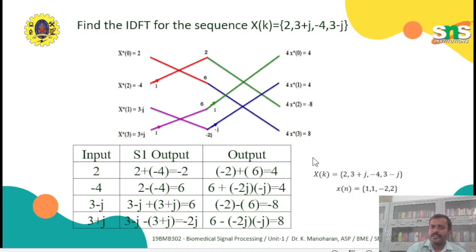Only thing, we need to divide by 4, because there are no complex parts. So only the real part is available. So 4 by 4 will be equal to 1. This 4 by 4 will be equal to 1. And minus 8 by 4 will be equal to minus 2. And 8 by 4 will be equal to 2. So this is 1, 1, minus 2 and 2.